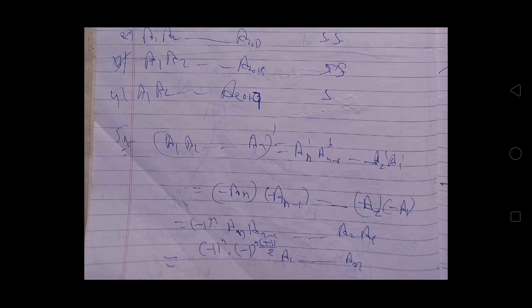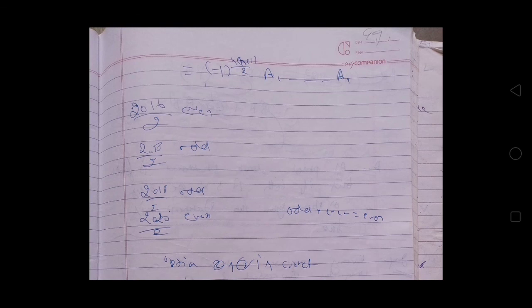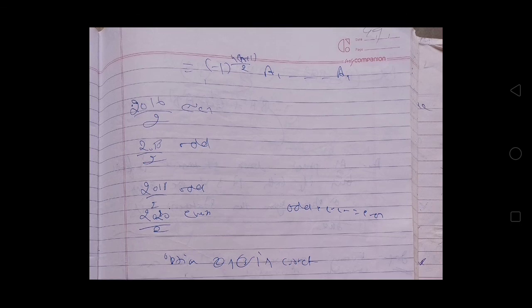So it will be further equal to (-1)^n into (-1)^(n(n-1)/2) A1 up to An. You can use the concept which I mentioned in the question of symmetric matrices. Now it will be further equal to (-1)^(n(n+1)/2) into A1 up to An. So now, just checking whether n(n+1)/2 is odd or even, you can check all of these options to see whether it is symmetric or skew symmetric. Do it by yourself.